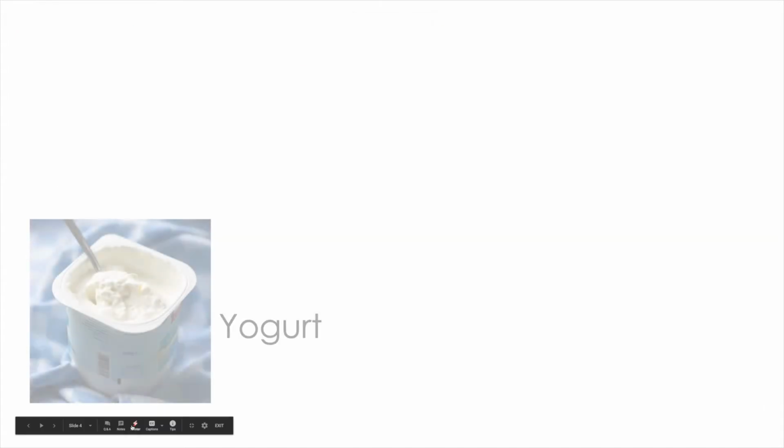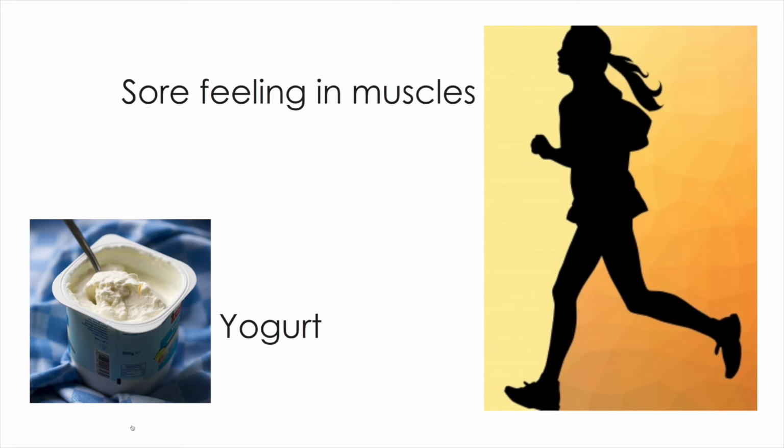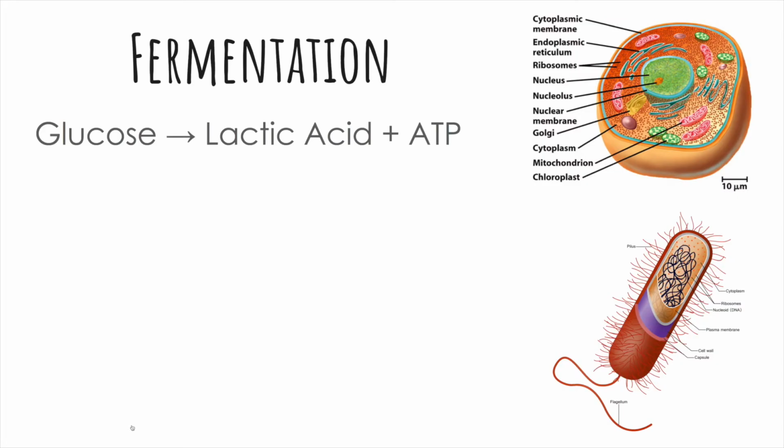So, what do yogurt and that sore feeling you get when running have in common? They are both the products of fermentation. Now, fermentation is one method cells use in order to get energy to help themselves stay alive and do all the things that cells do.